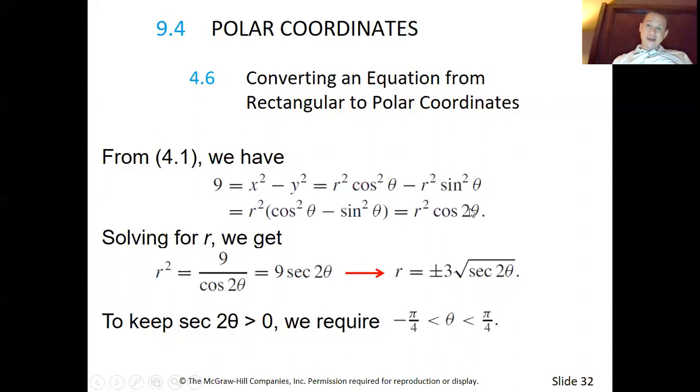And the goal, again, just like we like y as a function of x, it'd be really nice to find out what r is as a function of theta. So could we solve for r in this case? Well, you could divide by the cosine of 2 theta.